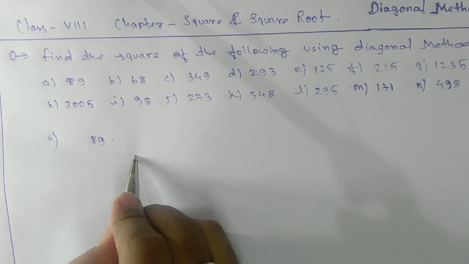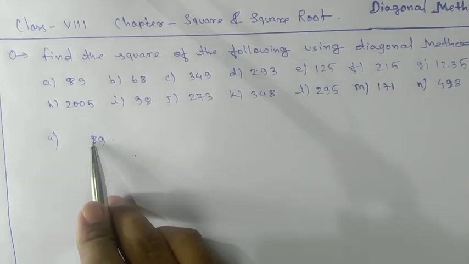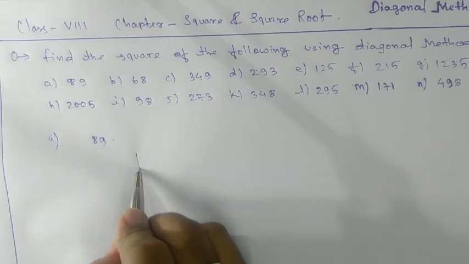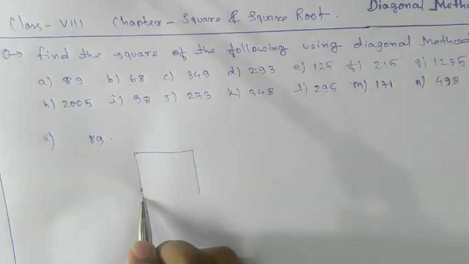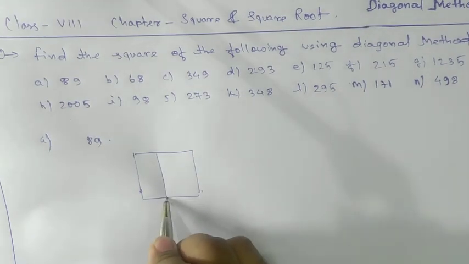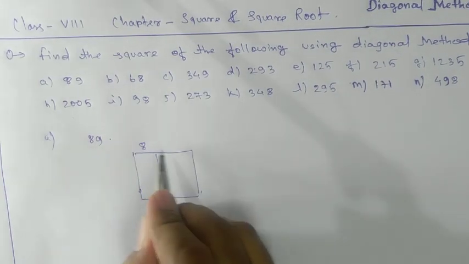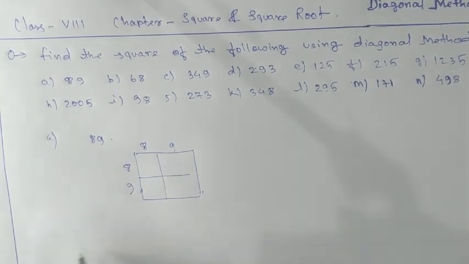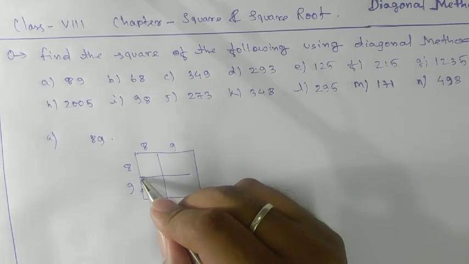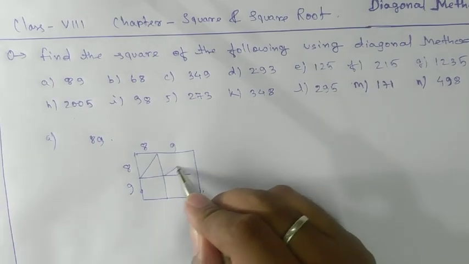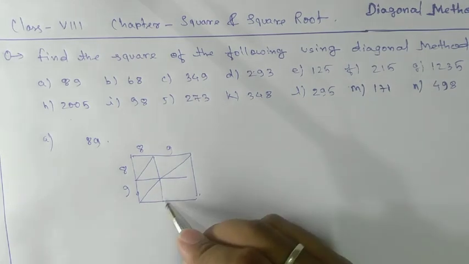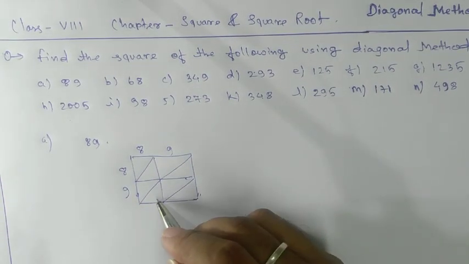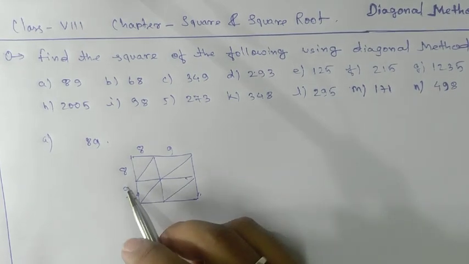So here we need a box. First you count how many digits are there, 1 and 2, 2 digits. That means you need to make a square box. This is 1 for 8 and another for 9, and similarly here 1 for 8 another for 9. Now take diagonals. These are the diagonals, you need to check it. That's why this method is called the diagonal method.